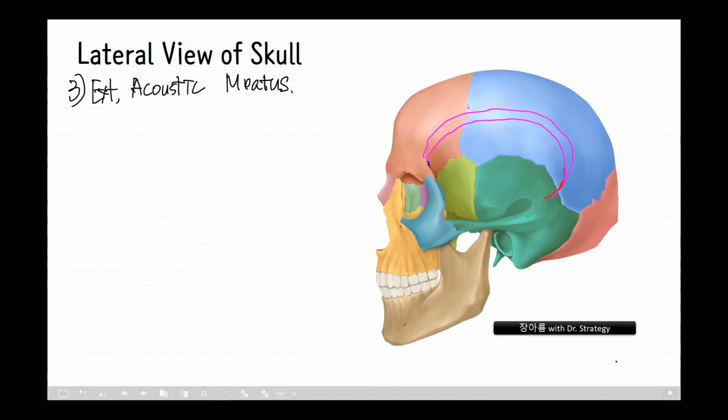The next is the external acoustic meatus. In this figure, it is located around here. The external acoustic meatus is formed and surrounded by the tympanic part of the temporal bone. It is a bony canal for the ear canal, a tube running from the outer ear to the middle ear. The adult human ear canal extends from the pinna to the eardrum and is about 3 cm in length and 0.7 cm in diameter. The external acoustic opening is the opening of the osseous part of the external acoustic meatus, visible on the skull.